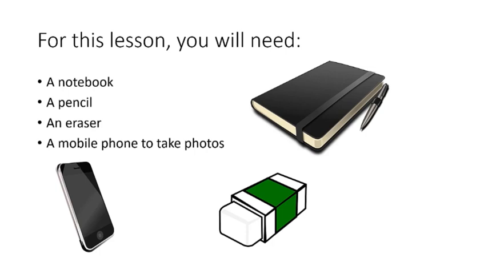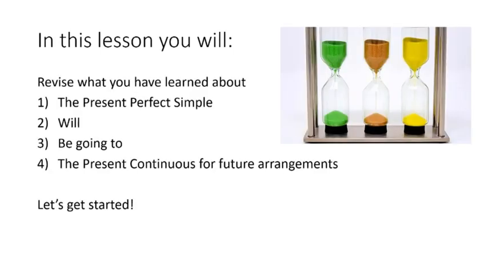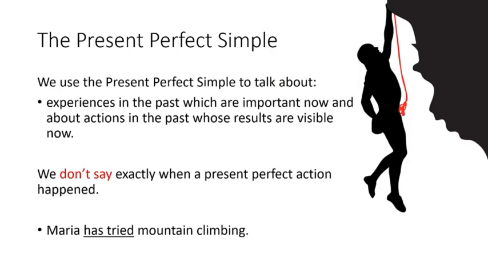Let's see what we're going to do today. We will revise what you have learned about the present perfect simple, about will, be going to, and the present continuous for future arrangements. So, let's get started. First, we're going to start with the present perfect simple.